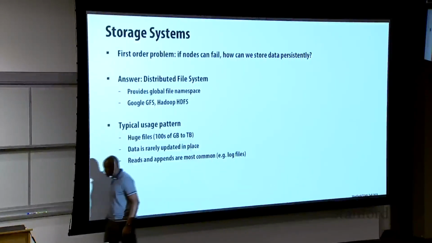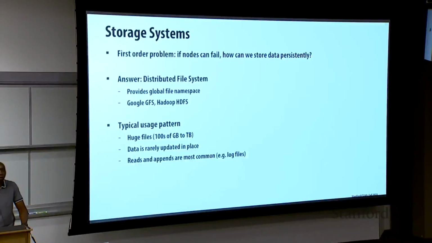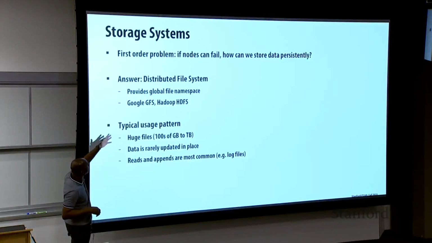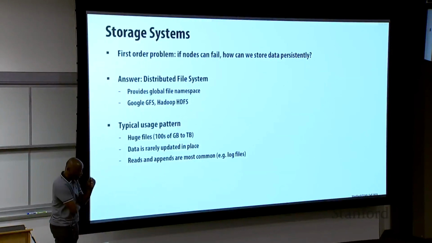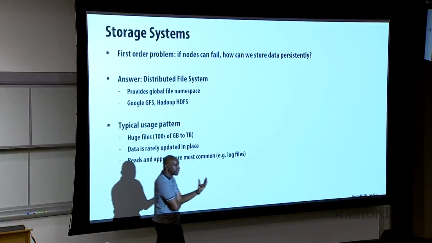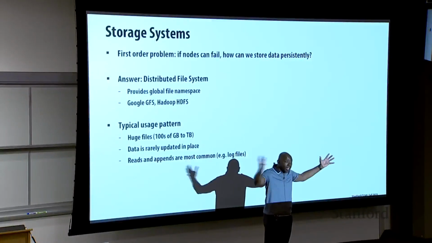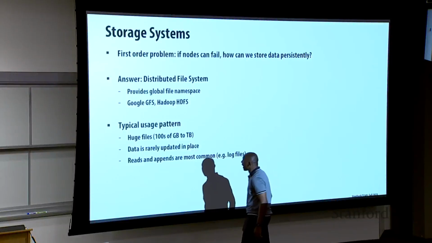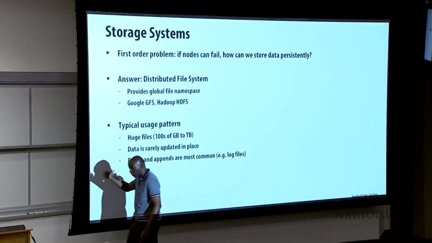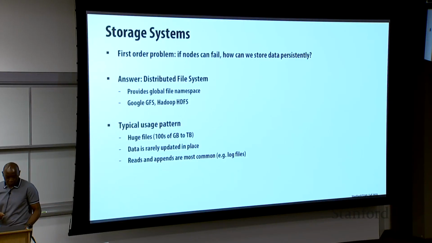The idea of a distributed file system is that you've got some global file namespace, and the idea was pioneered by Google with the Google File System, GFS. The open source version was Hadoop Distributed File System, HDFS. It was predicated on a particular usage model: you've got large files, potentially tens or hundreds of terabytes, and the access pattern is that for writes you basically just append data to the files, and then you read.